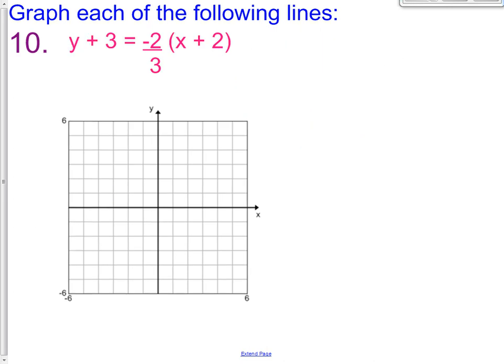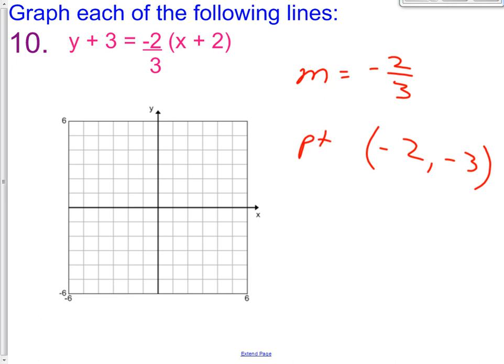Last problem that I ask you to do on your own is problem number 10. If you wanted to, you could put this into slope-intercept form, y equals mx plus b, and graph it from there. If you found that this is in point-slope form, and you want to use the slope of a negative 2/3 and the point of a negative 2, negative 3, that's how I think would be the most efficient way.